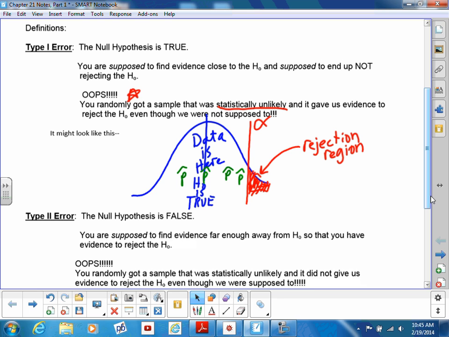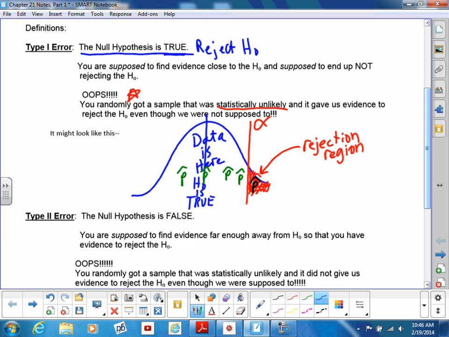And so it is possible that even though this is unlikely to have been obtained, you got a sample in the rejection region and you rejected the null hypothesis even though you were not supposed to. That's your type 1 error. Okay? So in conclusion, with a type 1 error, the null is true, but you rejected it and you were not supposed to. So that's your summary of the type 1 error.